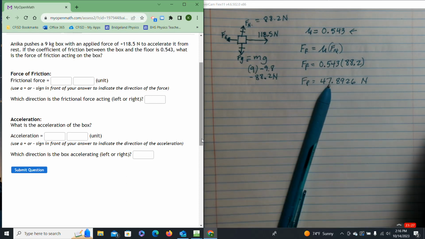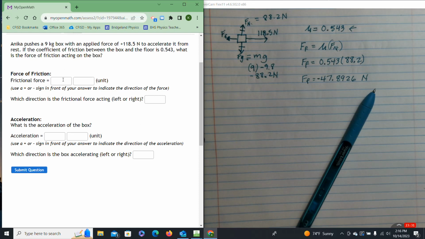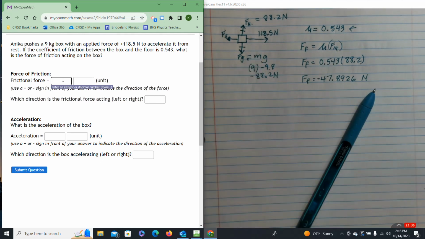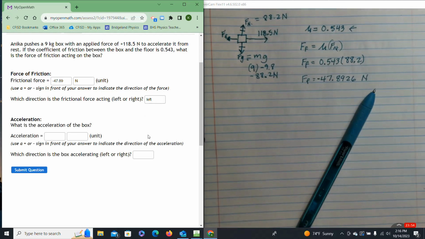Okay, now it is actually a negative number because friction is in the negative direction. And it does actually want me to type the negative number, so I actually can add that back on. But you're going to determine whether it's negative or not by looking at your diagram, not by looking at the number on the calculator. Okay, so force of friction, negative 47.89, and I can round it there, or I can add the 26 newtons. Again, the direction that it's acting is to the left. And that's the first part of this question.